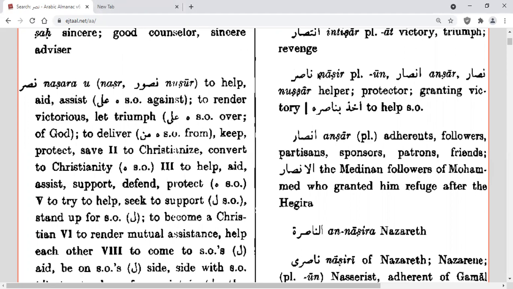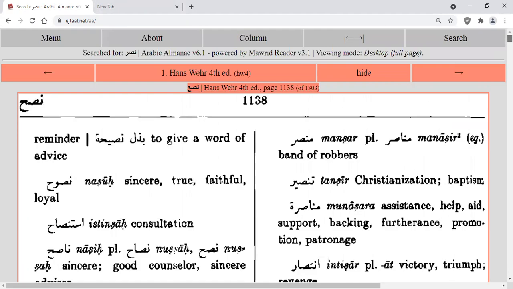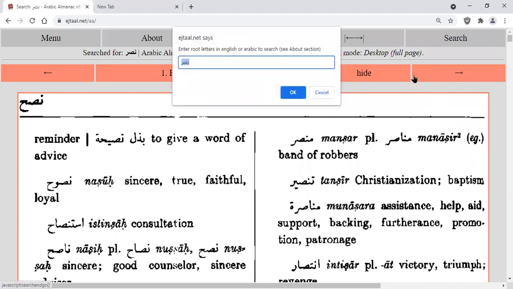Now let's go ahead and enter another set of root letters. So let's try ayn, lam, mim.